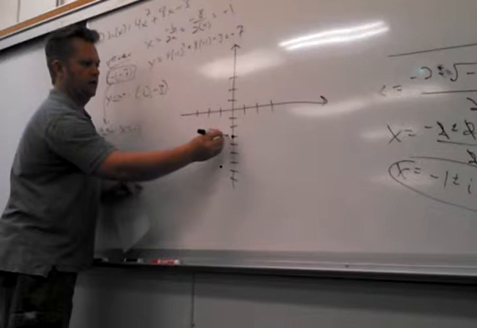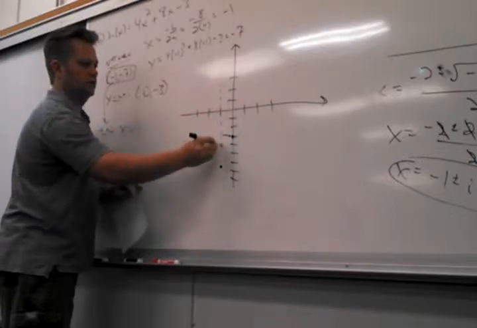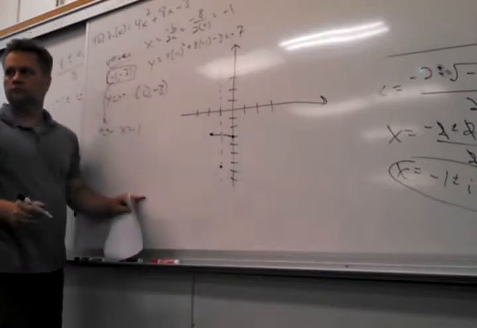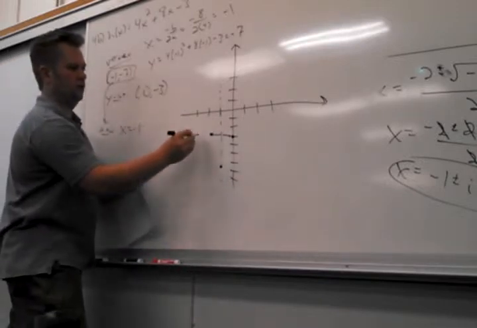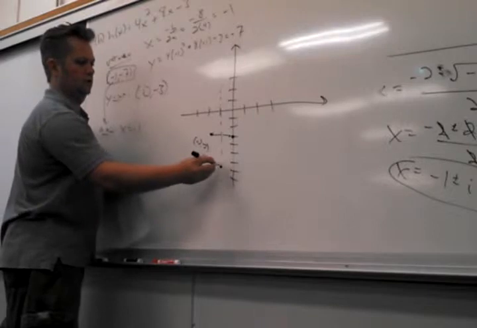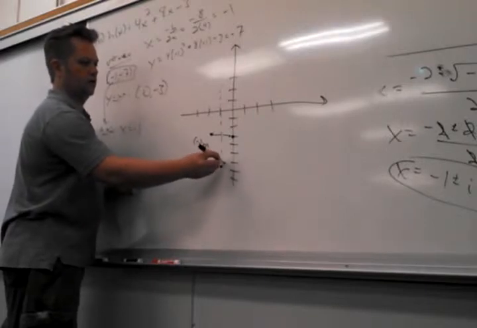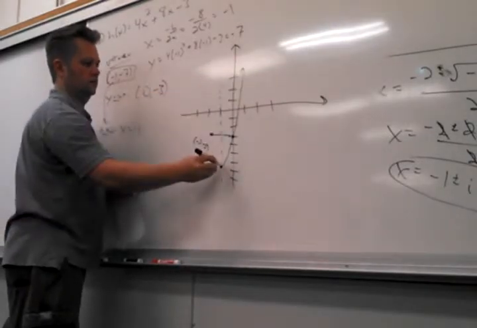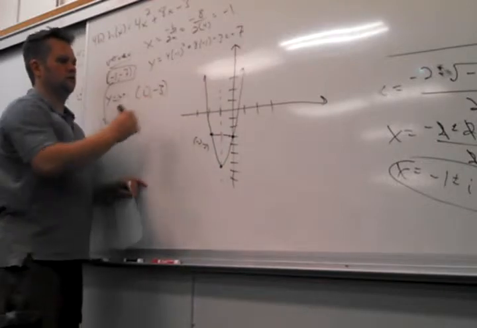So I've got to have another point. Here's my axis of symmetry. I've got to have another point the same distance away on the other side. So (-2, -3). Good. So this point would be (-2, -3). Then that's all I've got, and graph it. It says graph it.